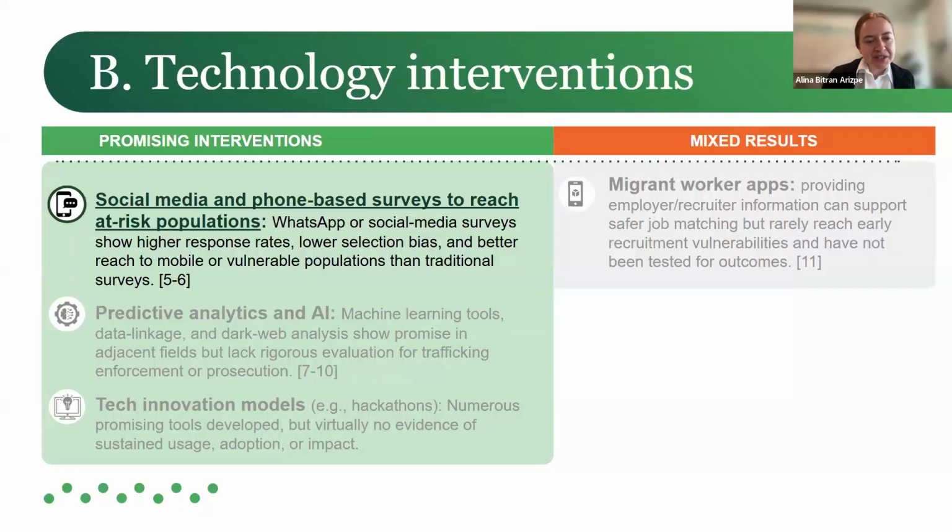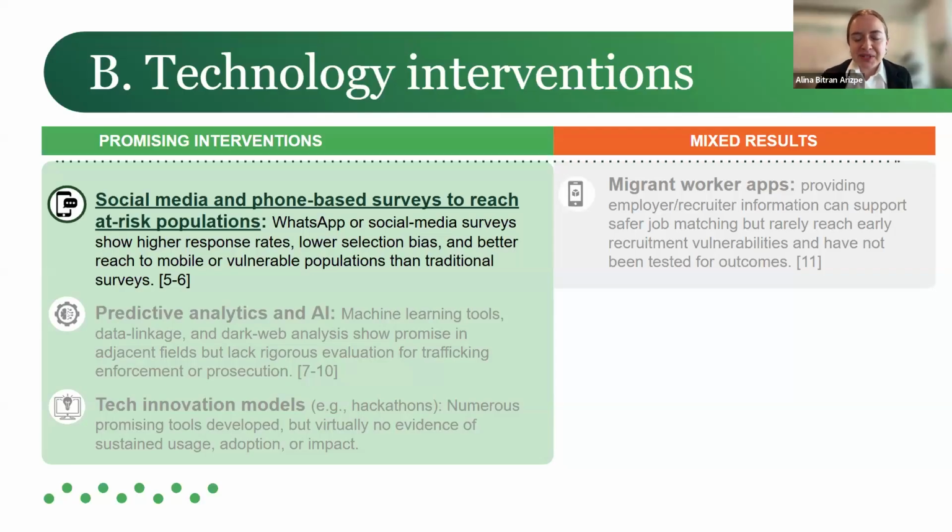Other promising interventions include predictive analytics and AI. So again, we've talked about machine learning tools, data linkage, and dark web analysis, which show promise in adjacent fields, but still lack rigorous evaluation for trafficking enforcement or prosecution. We're hoping that the Brazil study that we talked about in the past slides can help contribute to this space. And then finally, some other tech innovation models, such as hackathons. There are some promising tools developed, but still no evidence of sustained usage, adoption, or impact.